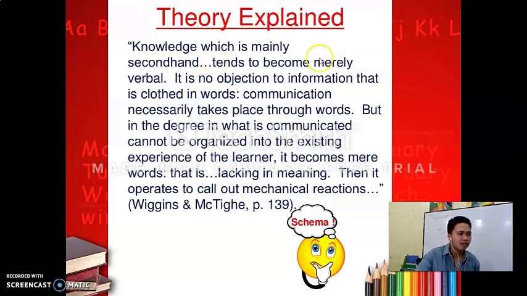Because it tends to become merely verbal. It is no objection to information that is clothed within words. Communication necessarily takes place through words. But in degree, what is communicated cannot be organized into existing experience of the learner. It becomes mere words that is lacking in meaning, then it operates to call out mechanical reaction.